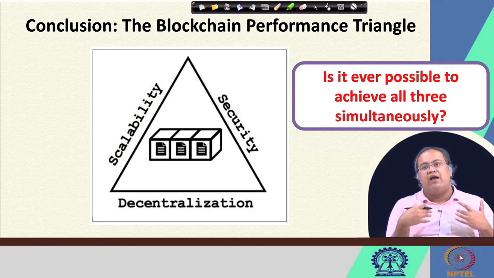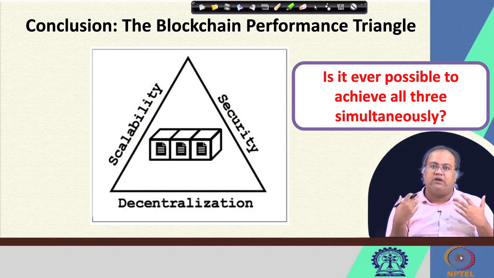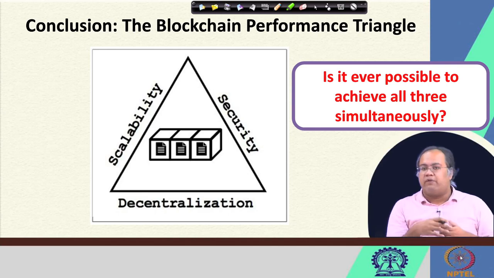If I am going to have complete decentralization, I have to compromise with security. If I focus on scalability, then I have to compromise with decentralization. If I focus on decentralization and complete scalability, I might have to compromise with security. So, these kinds of trade offs are there. Now, with this trade off, the question that remains is, is it ever possible to achieve all these 3 requirements simultaneously, that is scalability, decentralization and security? That we are going to discuss in the next lecture in detail.